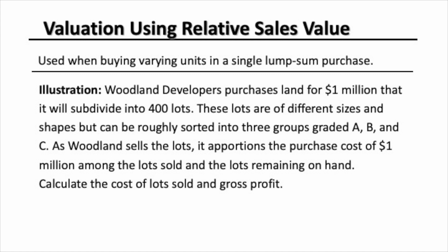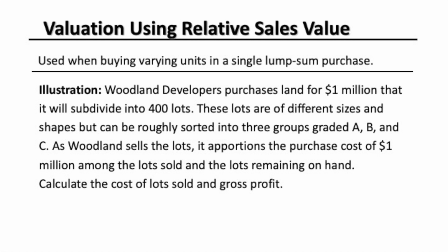That margin is determined by the total cost of the land and the total sales price of all the lots we're selling. That gives us our margin. We apply that to every single parcel, and that's how we end up with our inventory values. So let's take an example. We have a developer who purchased land for $1 million that it's going to subdivide into 400 lots. They're different sizes, shapes, and locations, but in general they can be put into 3 general grades, A, B, and C.